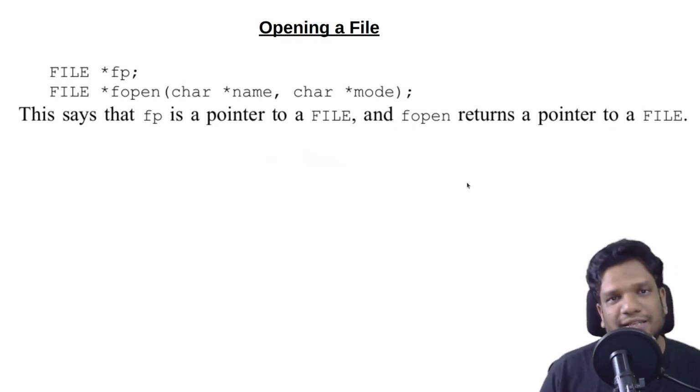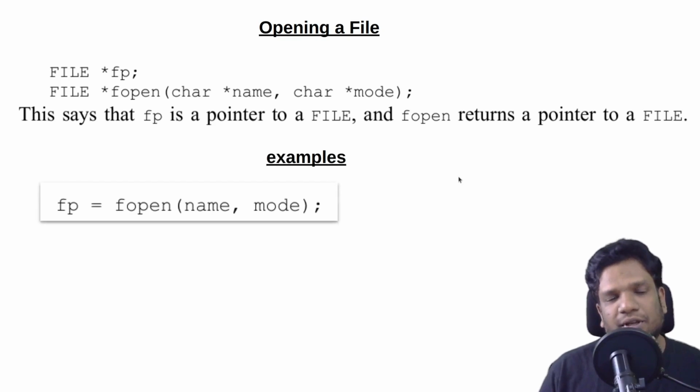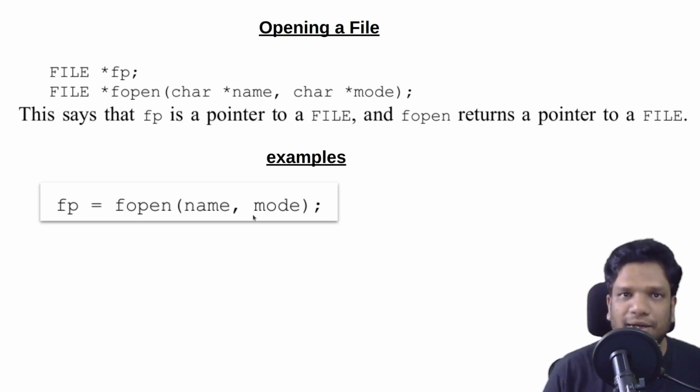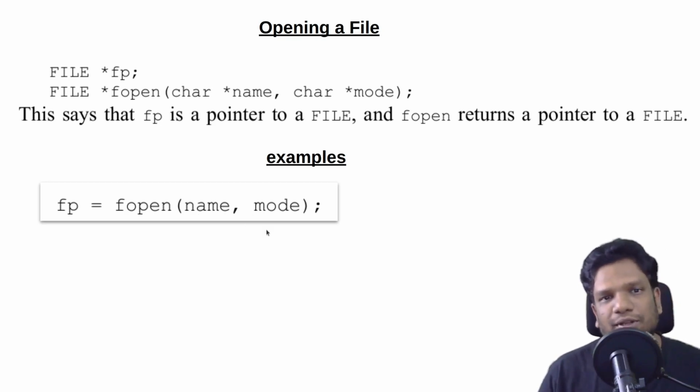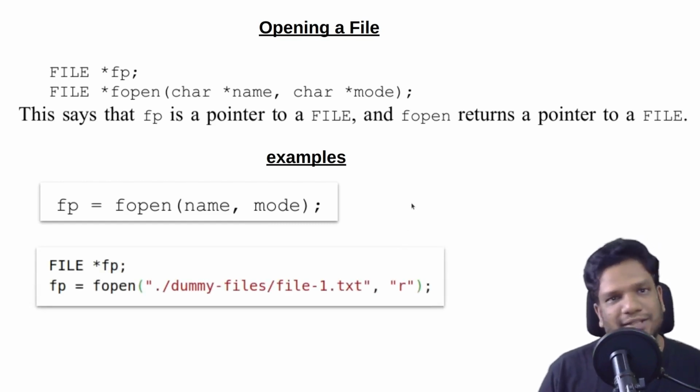Let's also see an example. This is how we declare a file pointer and open the file. Name is where we give the name of the file, and mode specifies whether you want to open the file in read mode, write mode or append mode. Depending on the mode, the file will be opened accordingly, and the file pointer will be returned and stored in fp.